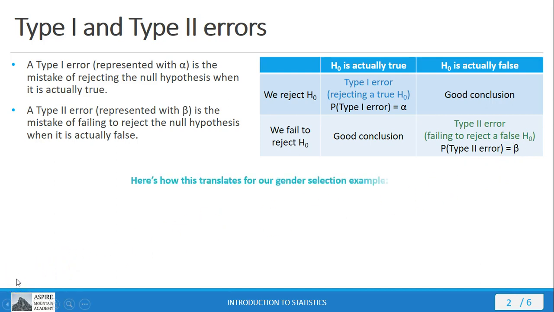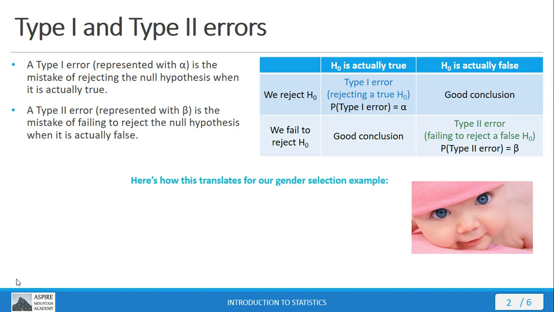So here's how this translates. If we go back to our gender selection example with that XORT method, what does that actually look like? Well, remember the null and alternative hypotheses that we had for that example. The proportion was equal to 50% for the null hypothesis, and the proportion is greater than 50% for the alternative.